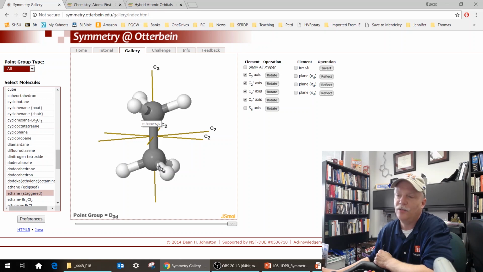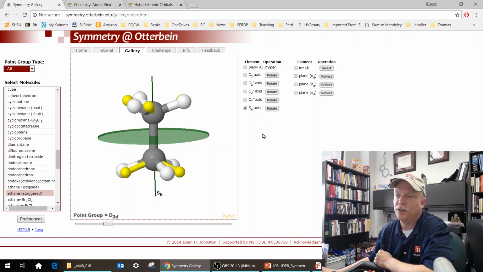But it's right above that hydrogen. So if I rotate and reflect, it goes 1/6 of a turn and drops down and hits that hydrogen. So let's turn that one on and turn these others off. Okay, so we do this operation. It moves 1/6 of a turn and reflects through. Let's do that again. 1/6 of a turn and reflects through.